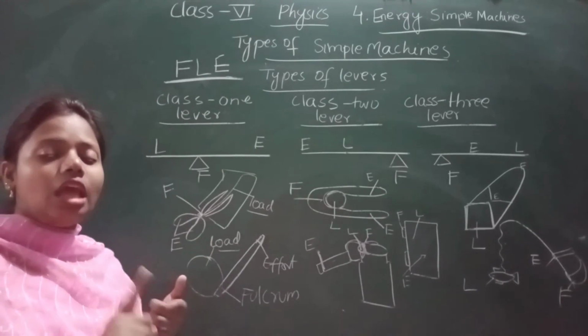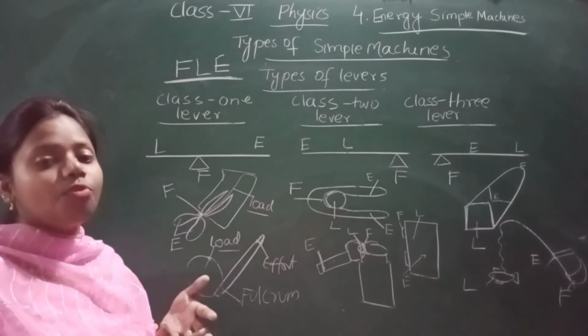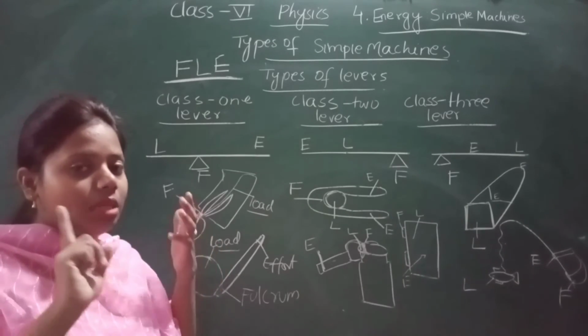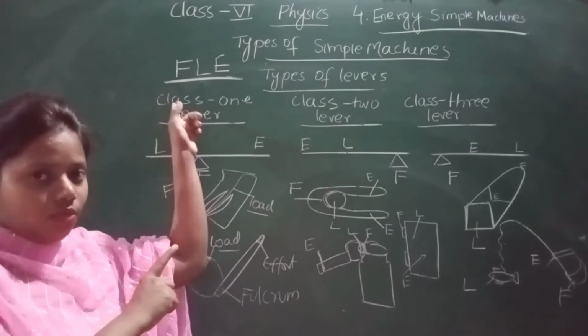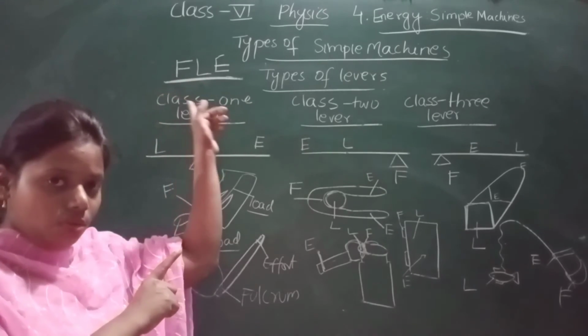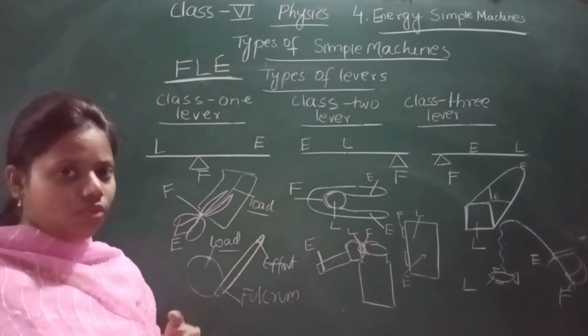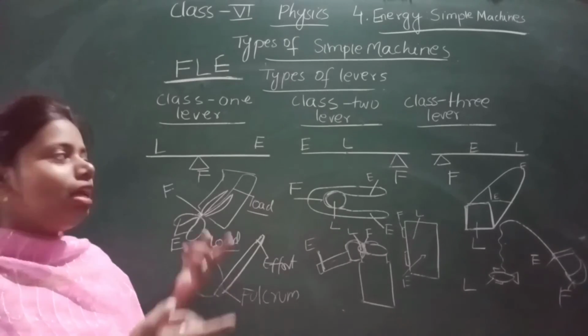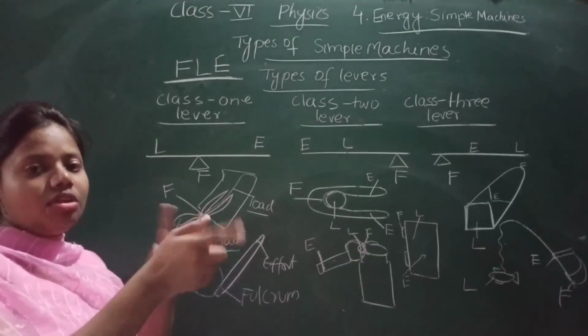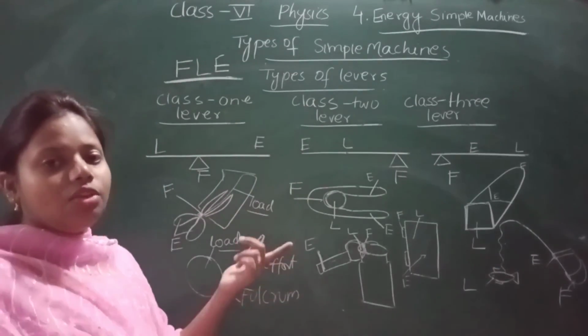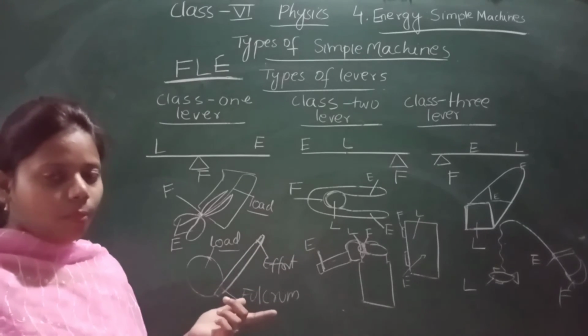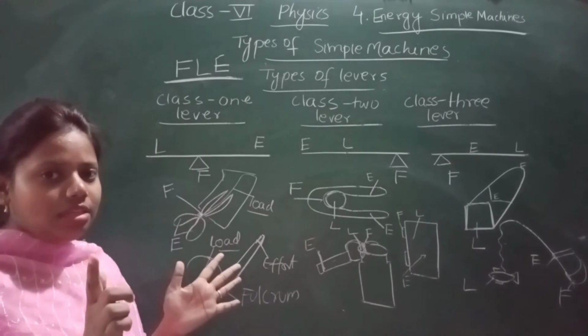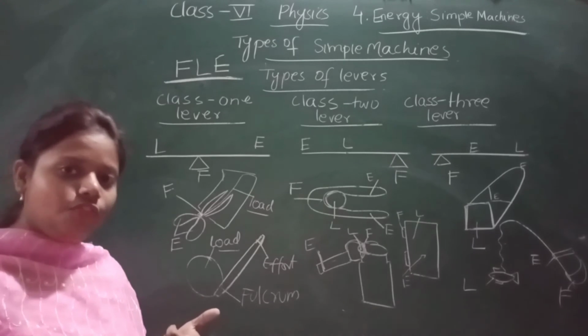If you learn this F-L-E, flee, your confusion will be clear that in class 1, fulcrum will be in the middle, class 2, load will be in the middle, class 3, effort will be in the middle. And whatever is left, you can place on any side. So it becomes now very easy. So you learn F-L-E, flee.